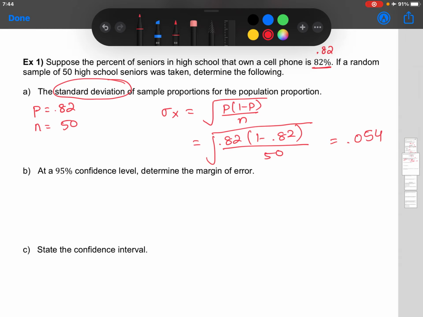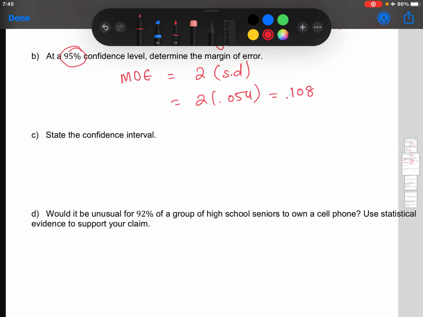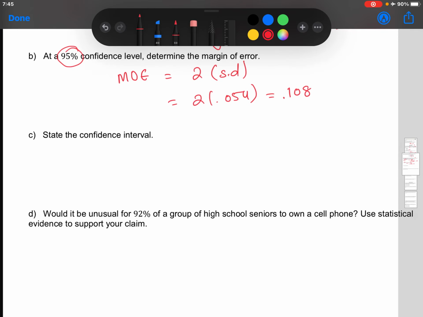So now part B says find the margin of error at a 95% confidence level. So at 95% we know it is 2 standard deviations. 2 standard deviations, so which would be what? 2 times 0.054, which is 0.108, right? And now I want to find those confidence intervals. So as we did in our past lessons, how do you find the interval?